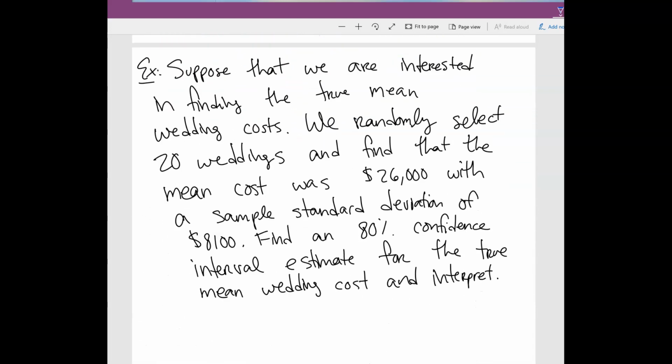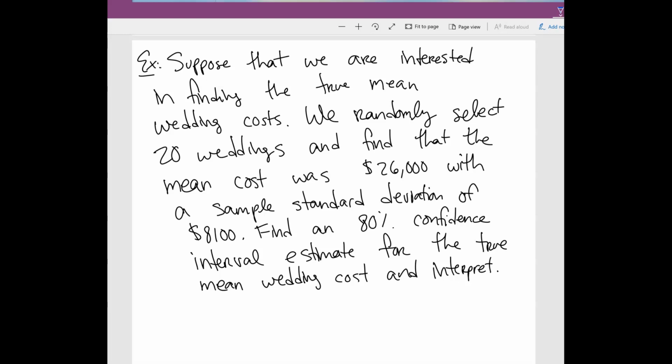Let me scroll down. And here's going to be our first example. So suppose that we are interested in finding the true mean wedding costs. So we randomly select 20 weddings and find that the mean cost was 26,000 with a sample standard deviation of 8,100. So find an 80% confidence interval estimate for the true mean wedding cost and interpret it. Okay, so we are maybe wanting to figure out what is the average wedding costs for all weddings. We don't know what they are, so we selected 20 of them, and we want to take a guess using this 20 weddings.